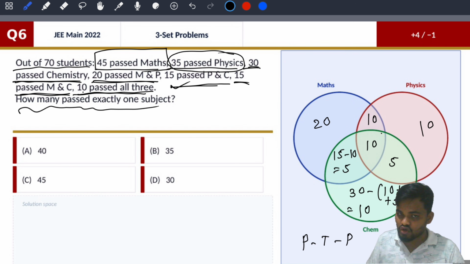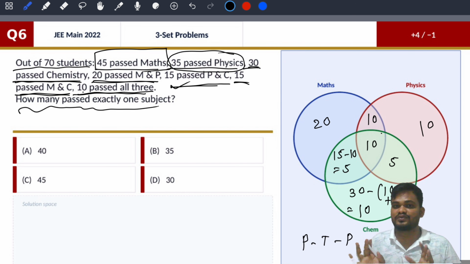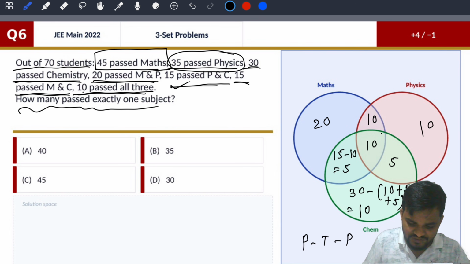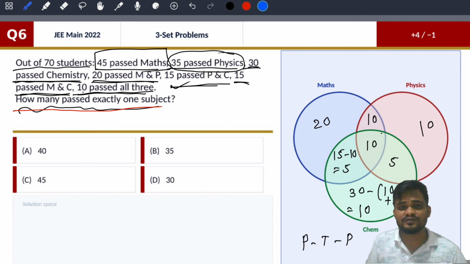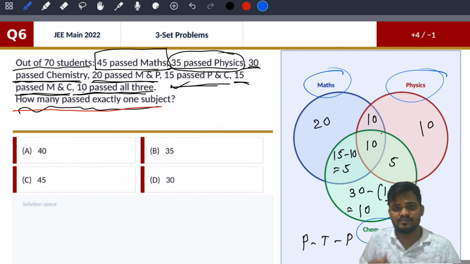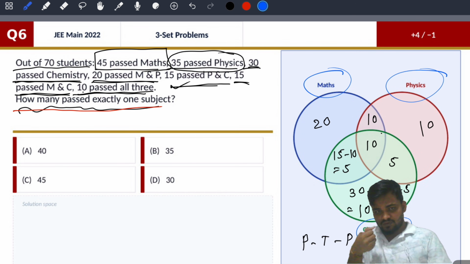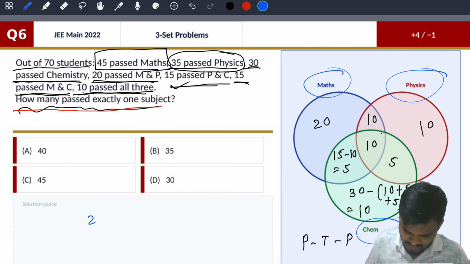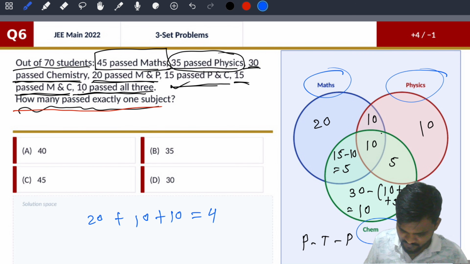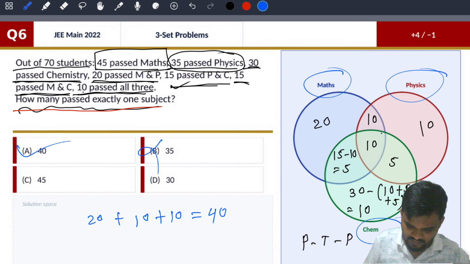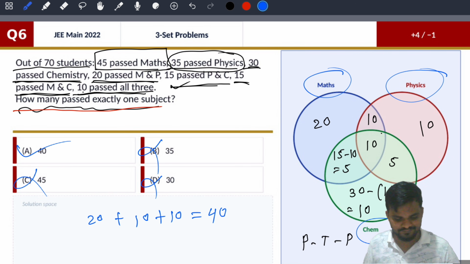Now if you understood this, you are able to solve all the questions. The main funda is how to fill this diagram. So the question is asking how many pass exactly one subject. Exactly one subject means only math, only physics, only chemistry. So how many students? 20 plus 10 plus 10. So the answer is 40. So that option is correct. B wrong, D wrong, C wrong.